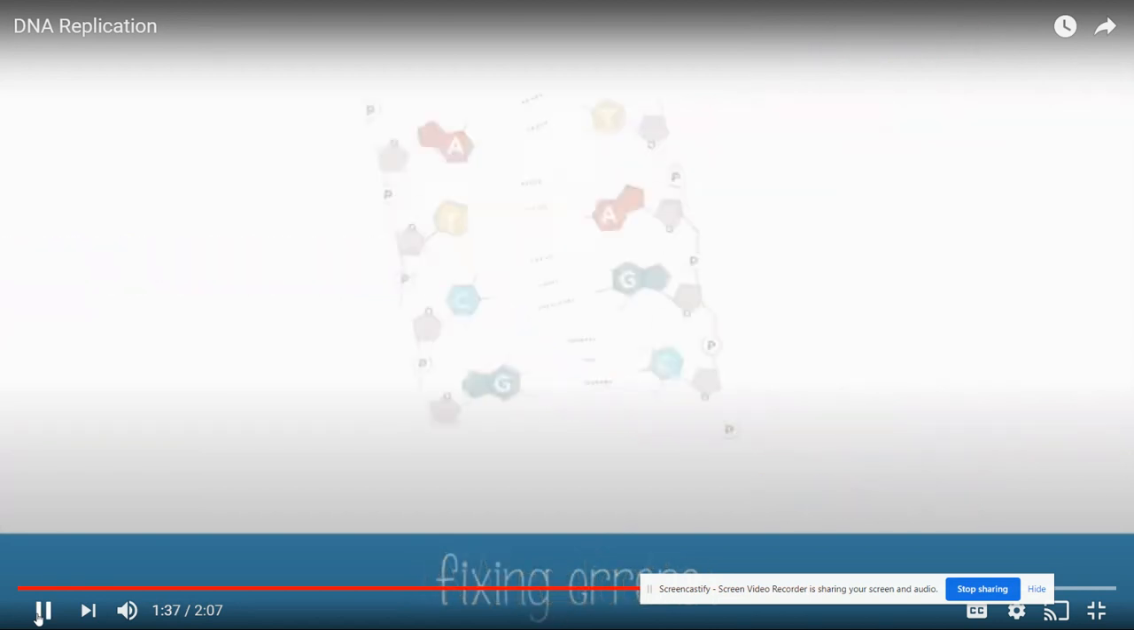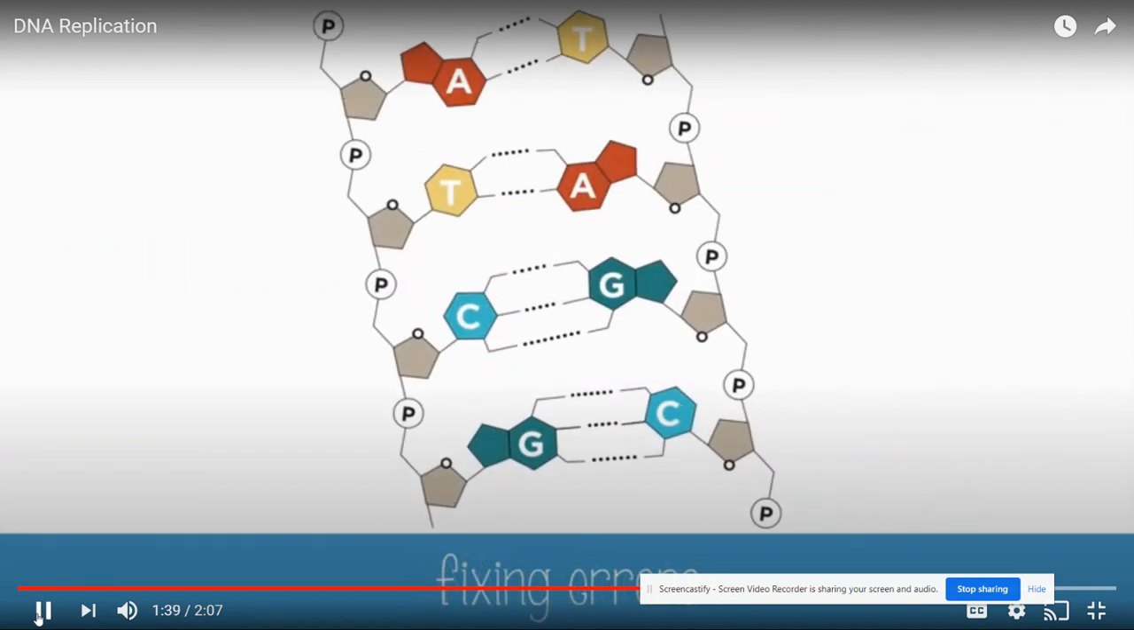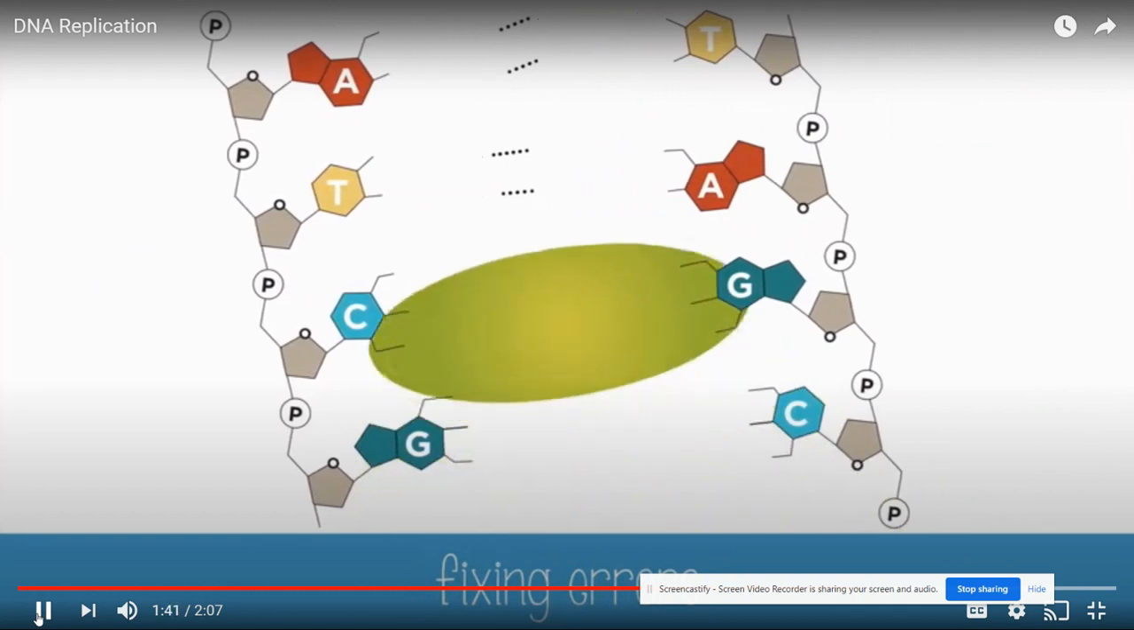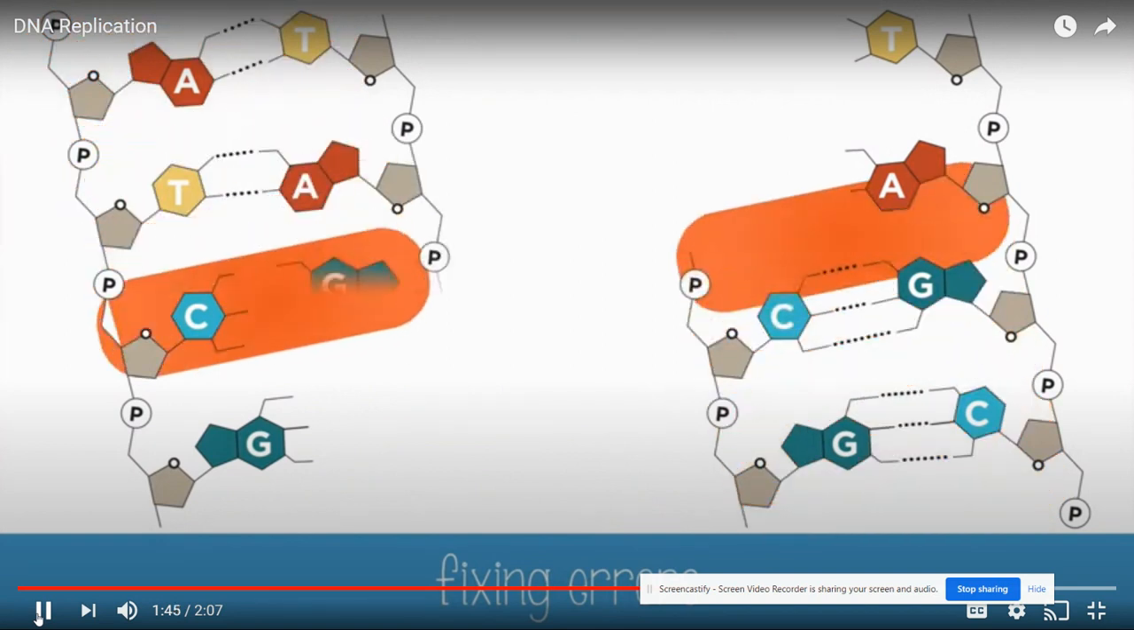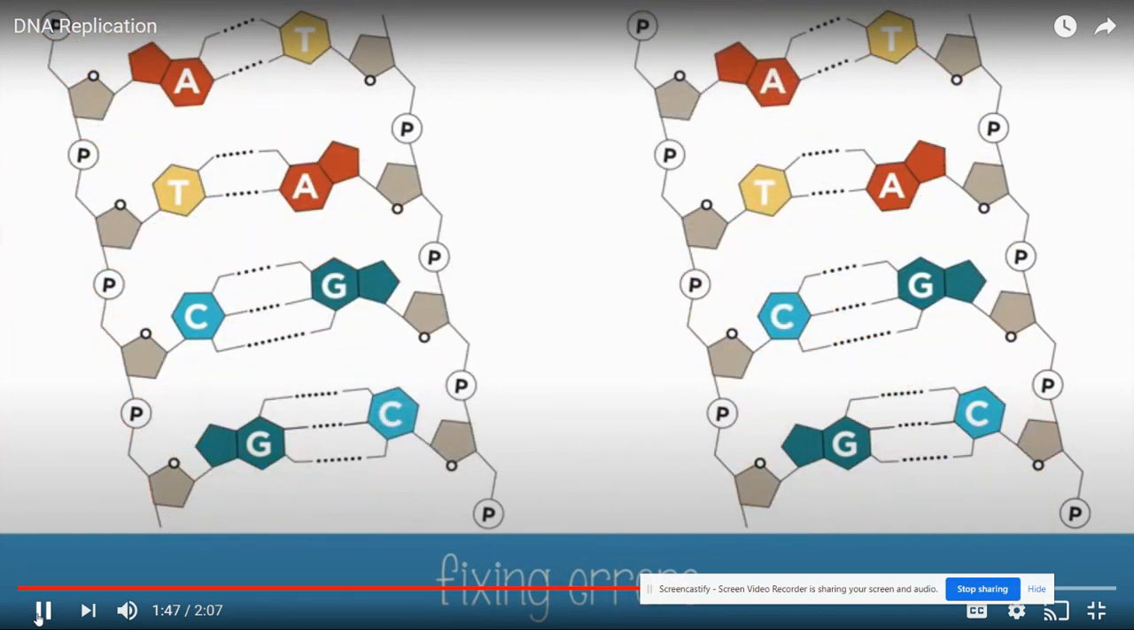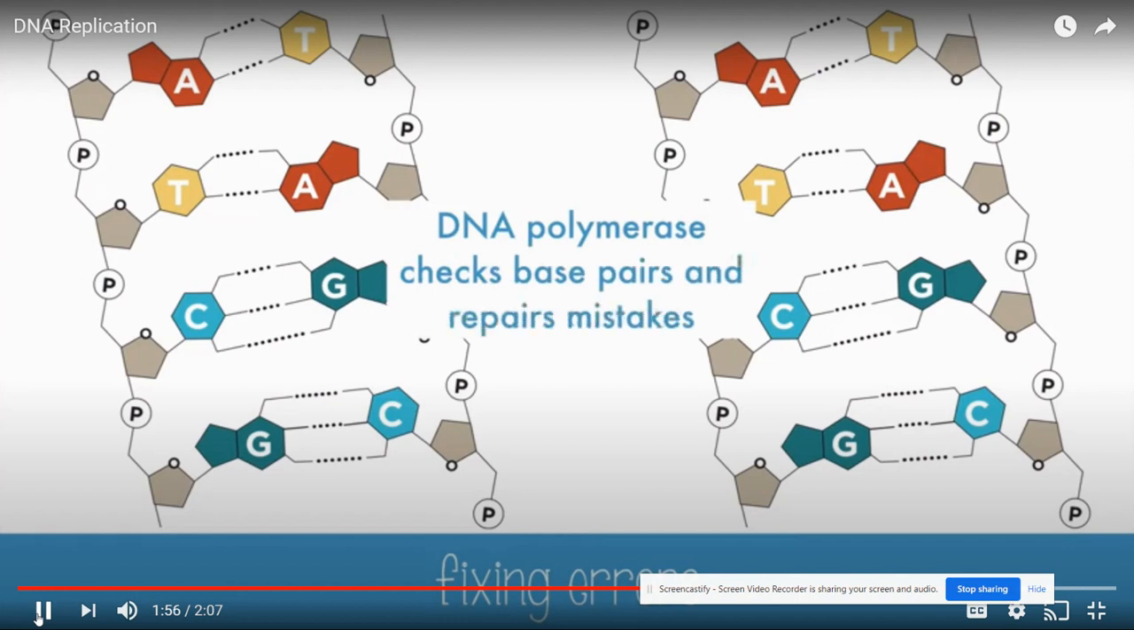Errors in DNA are very rare, only about 1 in every billion base pairs. That's incredibly efficient, and it's a good thing that it is. Mutations can be harmful or even fatal. The enzyme that checks base pairs and repairs mistakes is DNA polymerase. It's the same enzyme that links DNA bases together during replication.